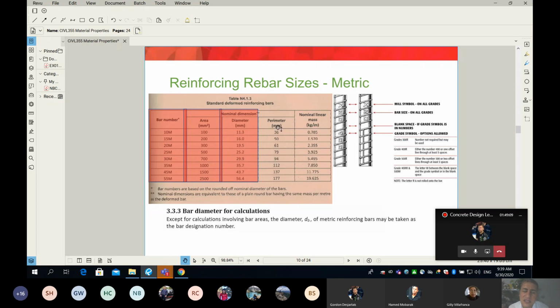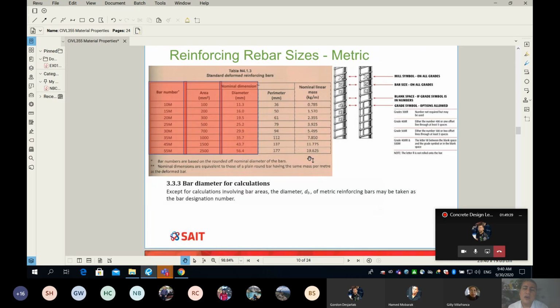In the same table there are some extra columns which are not used in my class. I'm not going to touch the perimeter of the bar or even the linear weight of the bar. This is maybe used in an estimating class, if you're doing an estimation for some structure and you need to order rebar by weight. So simply use that last column to estimate the weight, and then the price of the bars.